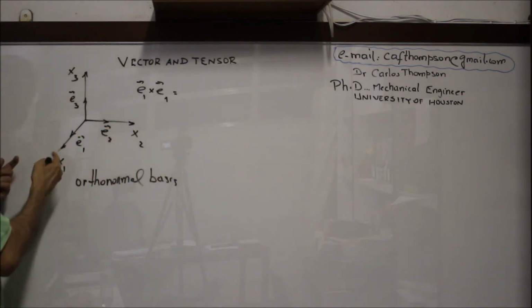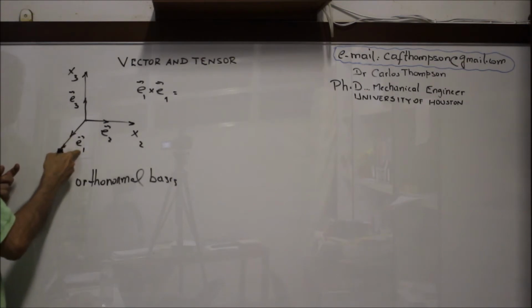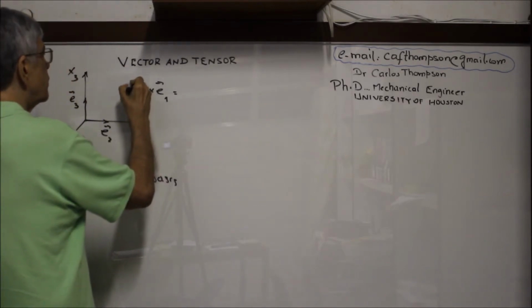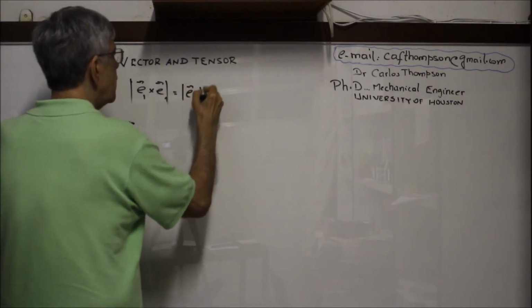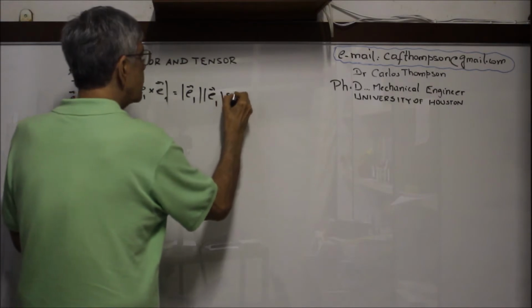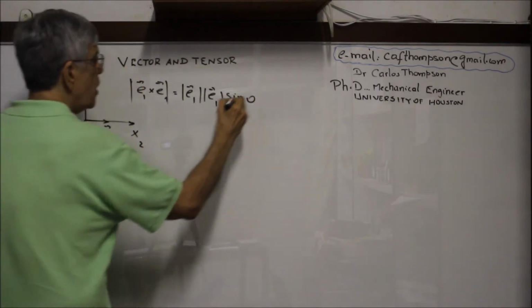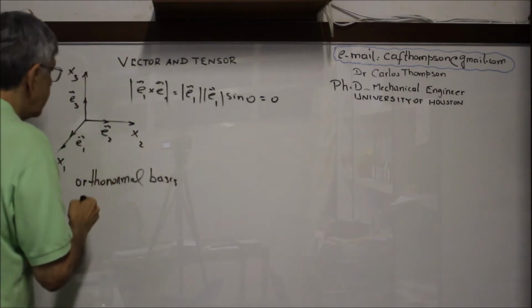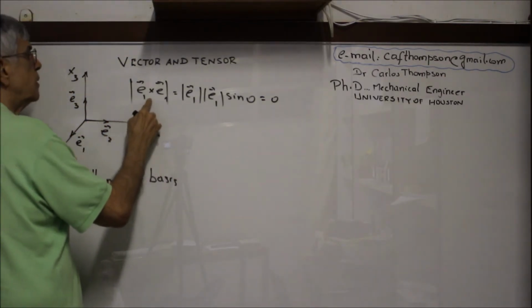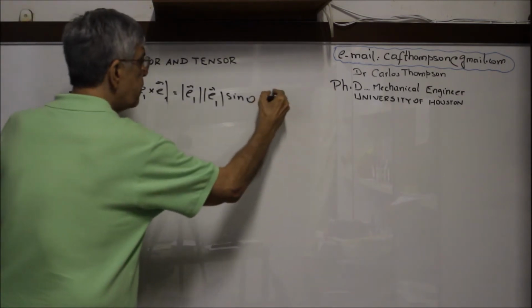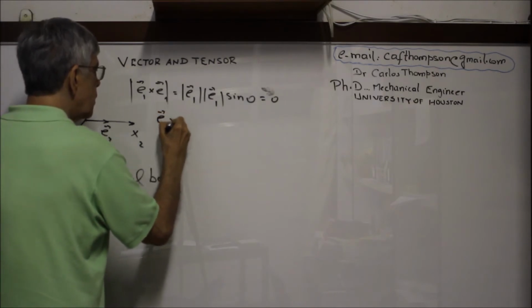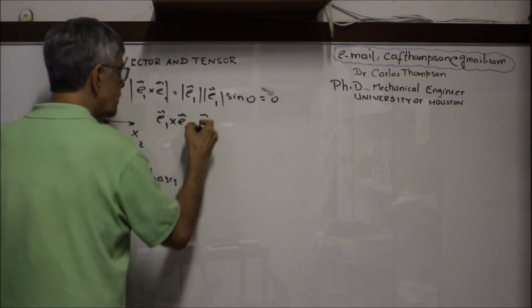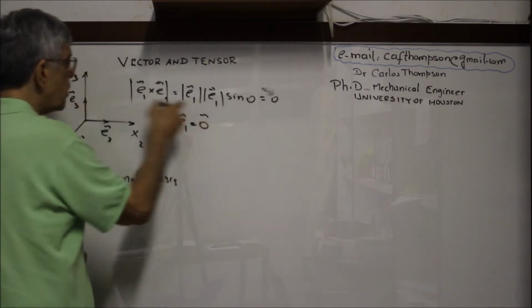Now, the angle between E1 and itself is 0. So the size of E1 cross E1 will be the size of E1 times the size of E1 times the sine of 0. So this will be 0. Okay? So the cross product of E1 and E1 is 0, the zero vector. Attention here, this is a scalar, but E1 cross E1 is equal to the zero vector. This is a scalar because it's a magnitude.